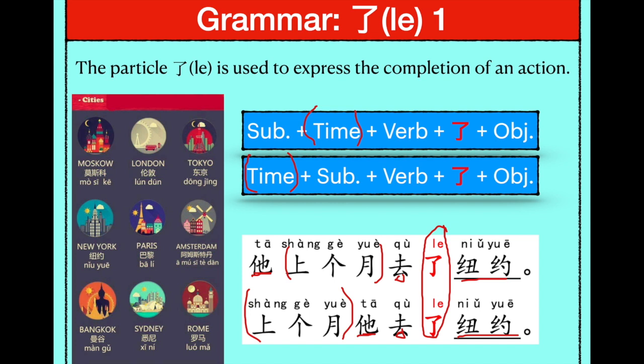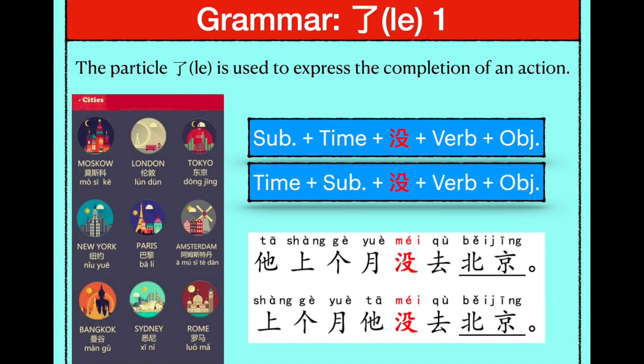So for your homework, you need to use the words in the picture to make up new sentences. For example, the first one, 莫斯科。So you just use 莫斯科 to replace 纽约。So your new sentence should be 他上个月去了莫斯科 or 上个月他去了莫斯科。So this is your first assignment. Next page.